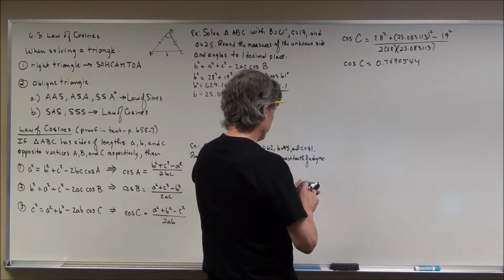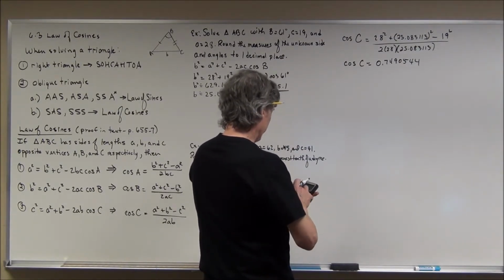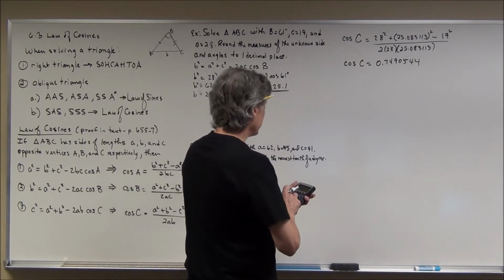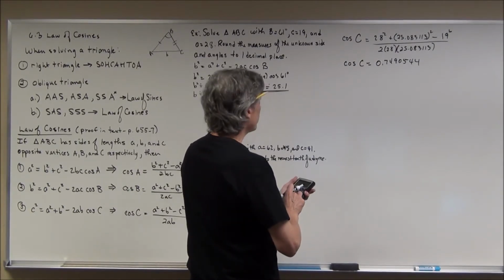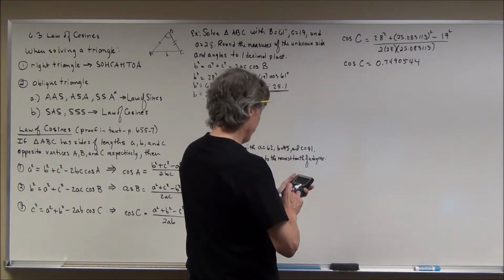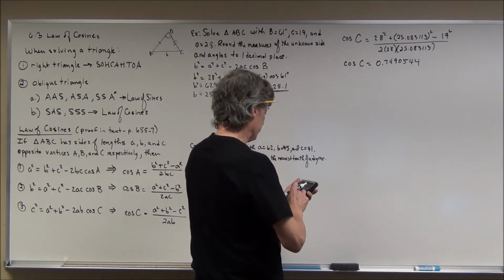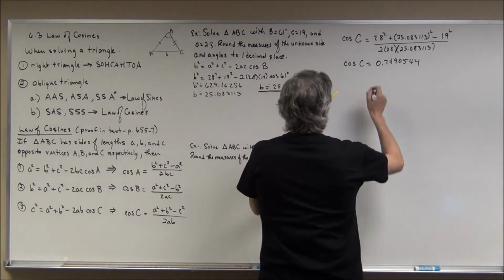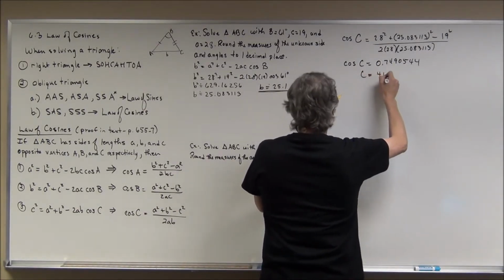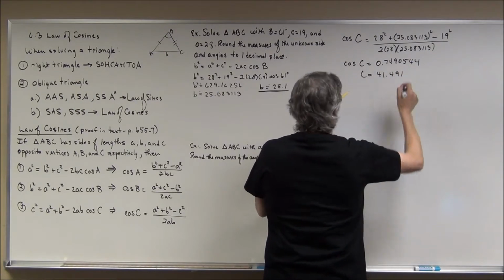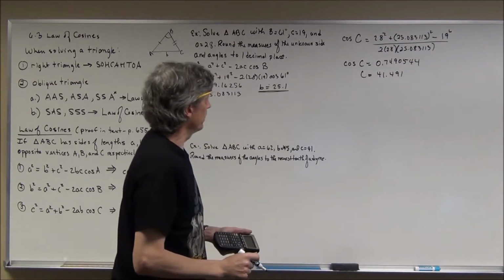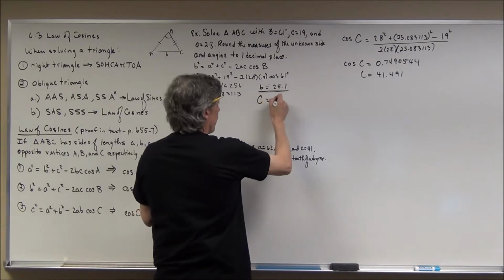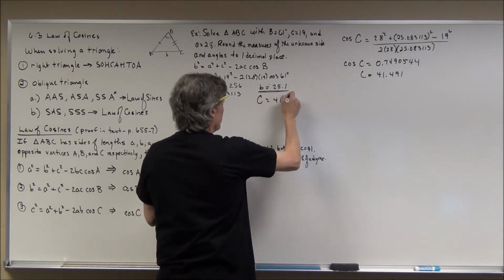Yep, I'll try that again. Inverse cosine of 0.7490544, parenthesis, there we get it. And I get 41.491, or to 1 decimal place, angle C is 41.5 degrees.